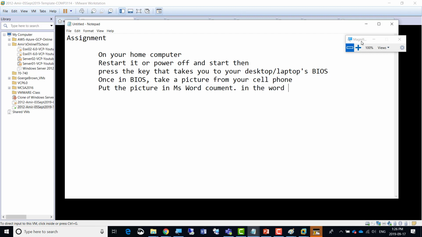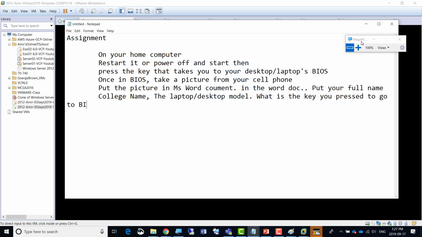In the Word doc, put your full name, obviously college name, and the laptop slash desktop model, and what is the key you pressed to go to BIOS for your particular laptop or desktop. So just the BIOS picture, the detail of which computer, which company, and also which key you had to press, because it's different. I once needed that to enable virtualization, and I had to Google what the key is for a Lenovo ThinkPad W540 model, and they were saying it's the Delete key. I kept pressing, and you have to press again and again.